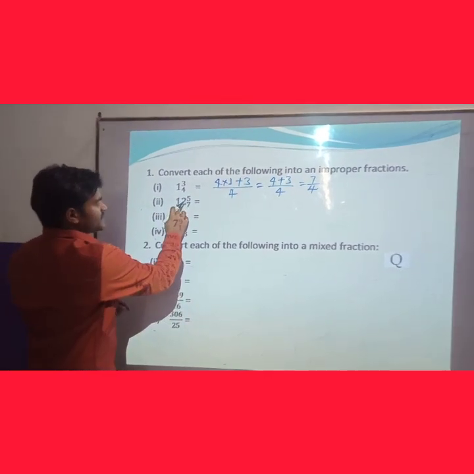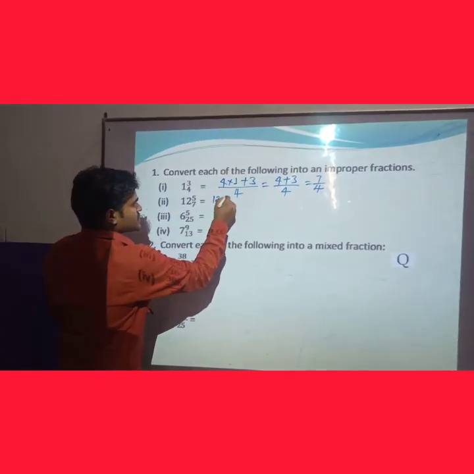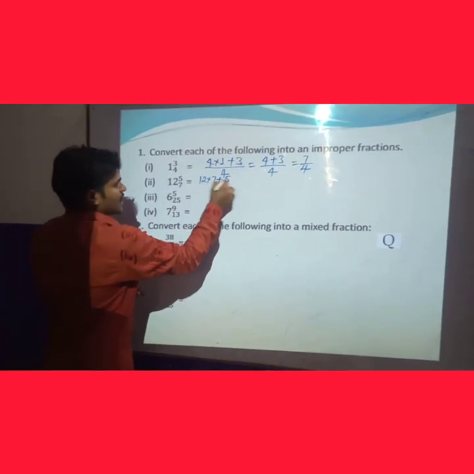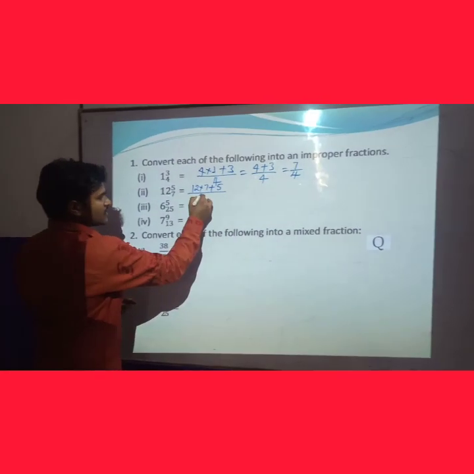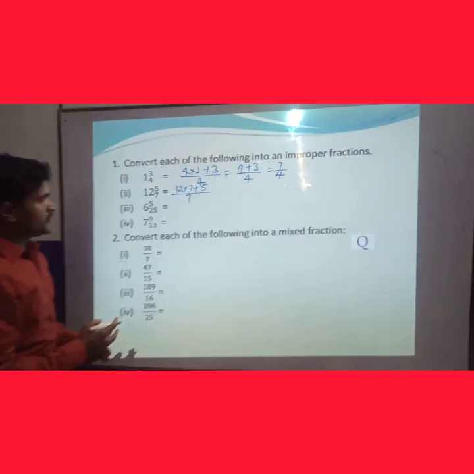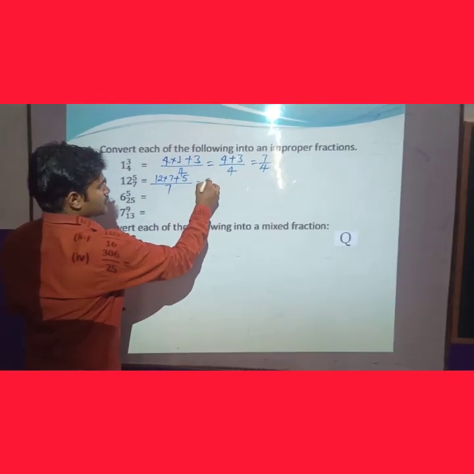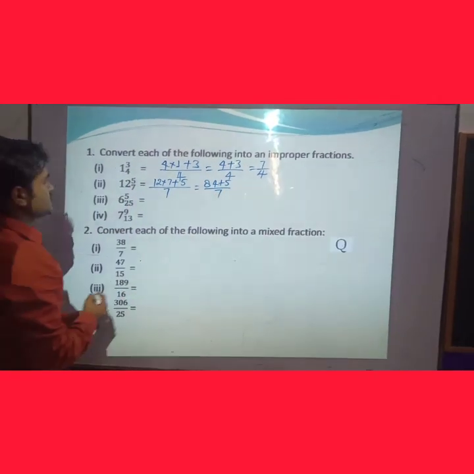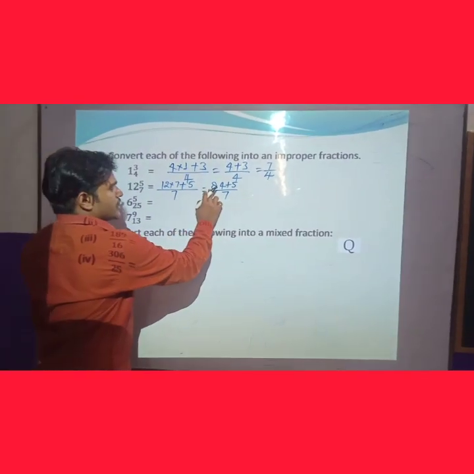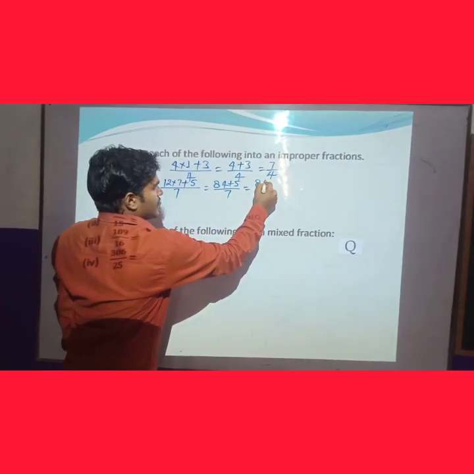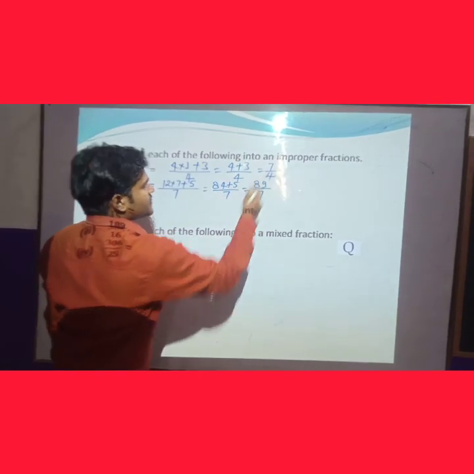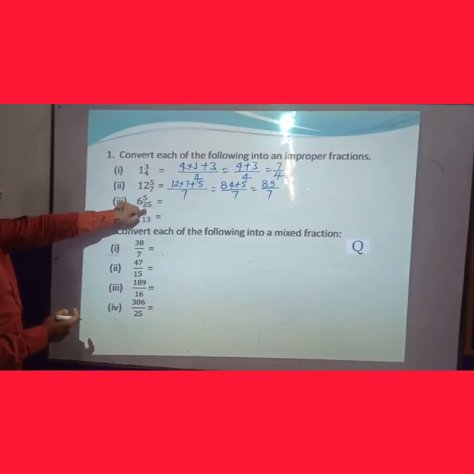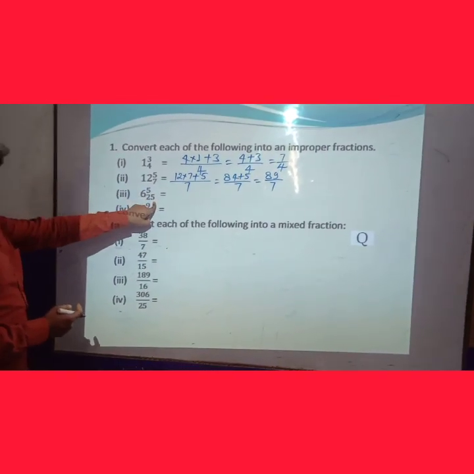So 12 multiplied by 7, plus the numerator, which is 5, upon 7. 12 7s are 84. 84 plus 5, that is 89/7. 89/7 is also an improper fraction. Like that, we have to convert 6 complete 5/25. This is 6 complete 5/25.